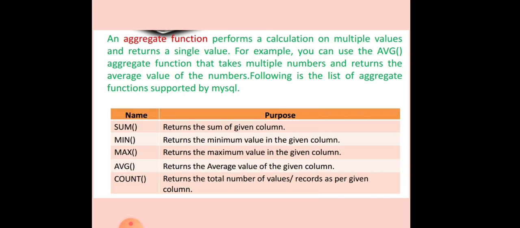First is the sum function, which returns the sum of the given column. Then the min function returns the minimum value in the given column. Max function returns the maximum value in the given column. AVG or average returns the average value of the given column. Then the count function returns the total number of values or records as per the given column.